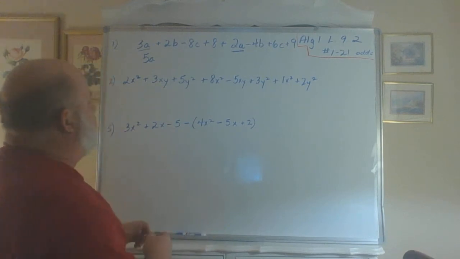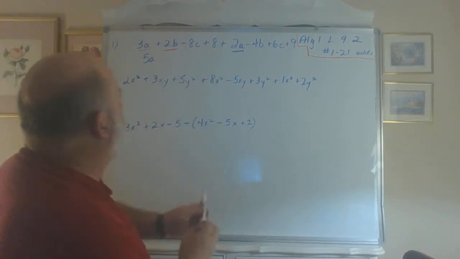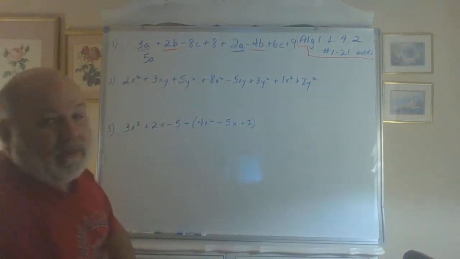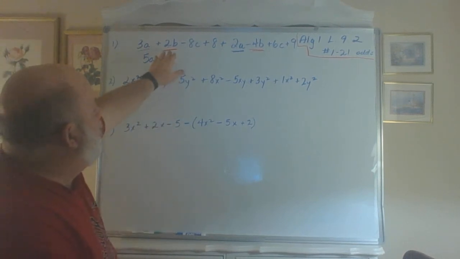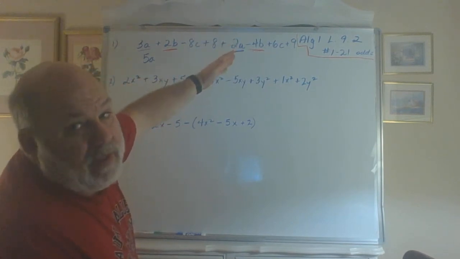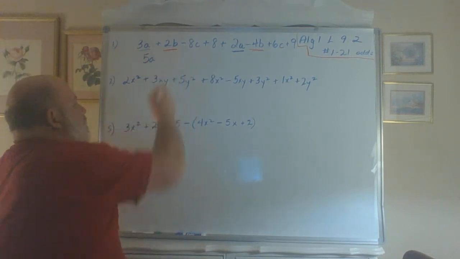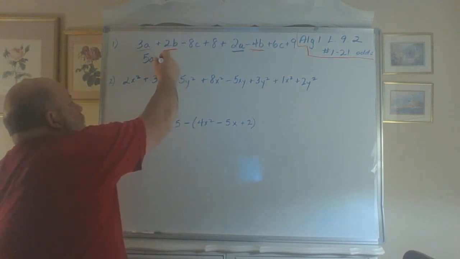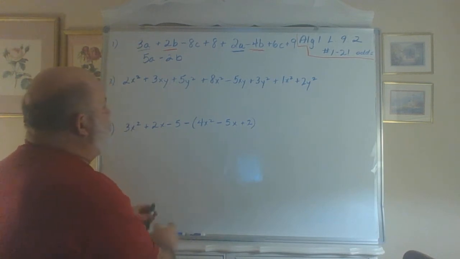I also see that here's 2b, and over here is negative 4b. Those can combine because, again, they have like terms. They have the same variable. They both have a b. If I have 2 b's and we take away 4 b's, what's 2 minus 4? Well, that is negative 2. Negative 2b.